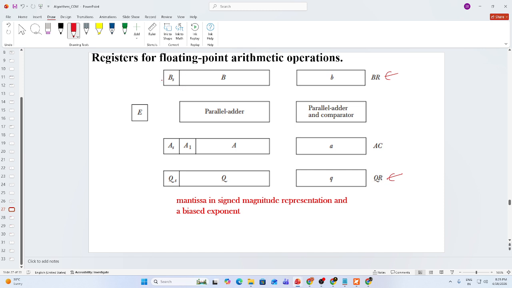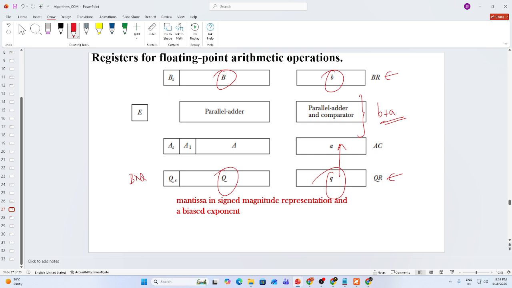But about this parallel adder, please note what I need to do. I need to multiply these two mantissas, B and Q, so B into Q, and I need to add the exponents, B plus Q. Now this parallel adder can only add B plus A. It cannot add B plus Q. So I need to transfer Q to A, then add the exponents. This is what I need to do.